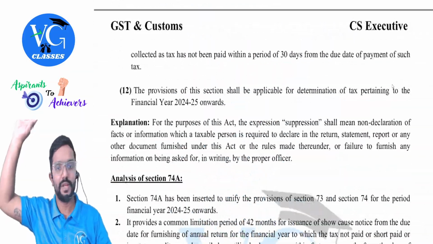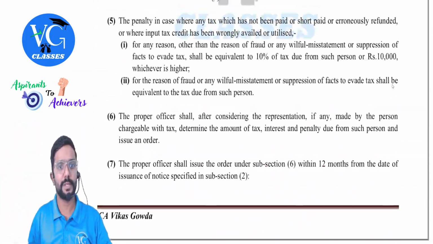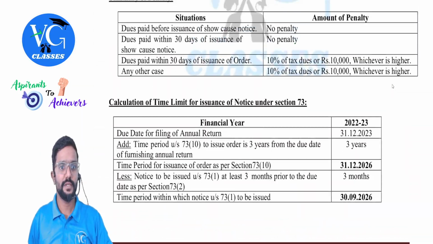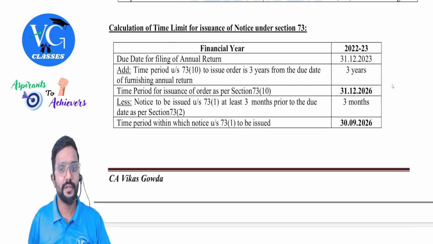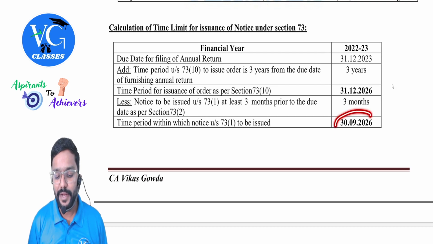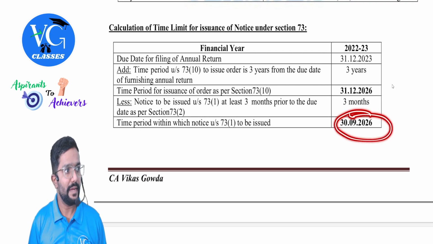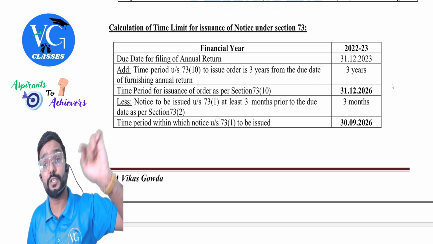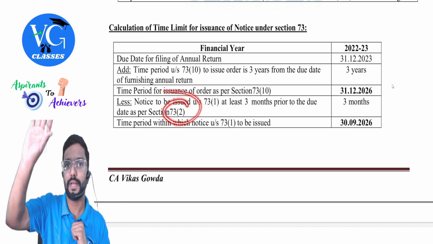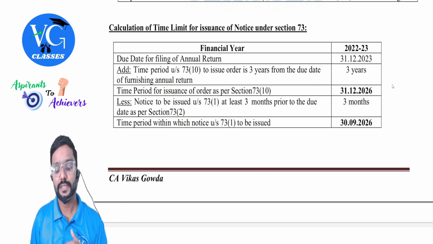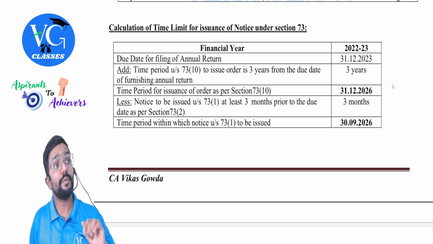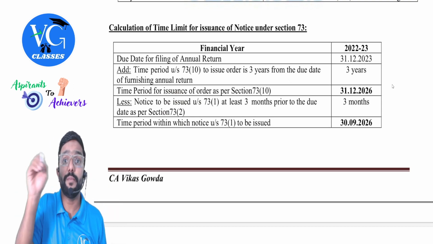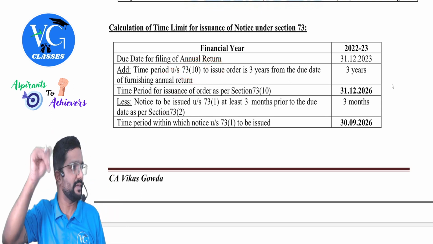Sir, what are those time limits? We have already covered them, and I had also given the summary. I will just show you once. This is 74A. You can see here, this is the time limit to issue notice. Notice will be given as per section 73 subsection 1, but the time limit to issue notice is given in subsection 2. Same way, the order is passed under section 73 subsection 9, but the time limit to pass the order is given in subsection 10.